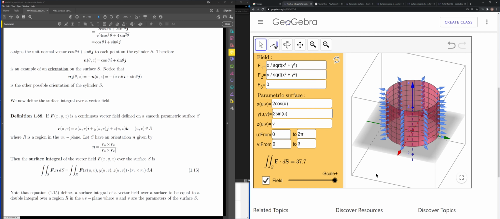So for this surface over here, you're going to have two different sets of vectors. You're going to have the normal vectors for the surface, and then you're going to have the vector field for the surface. And you're going to be taking the dot product of those two different vector fields on the surface S.